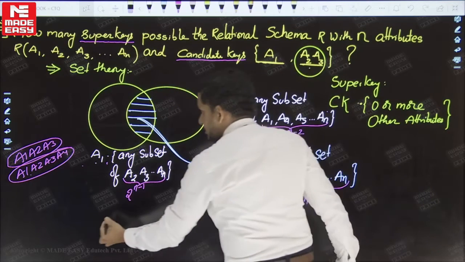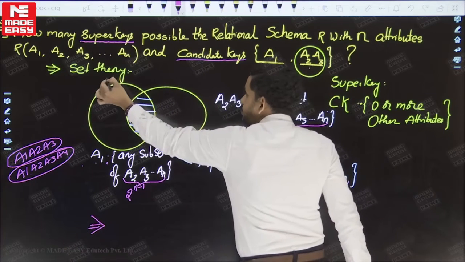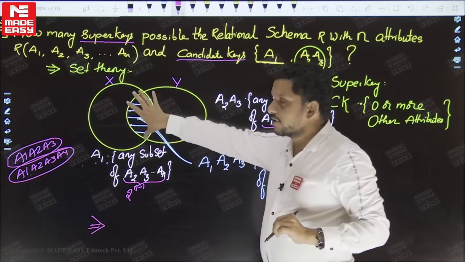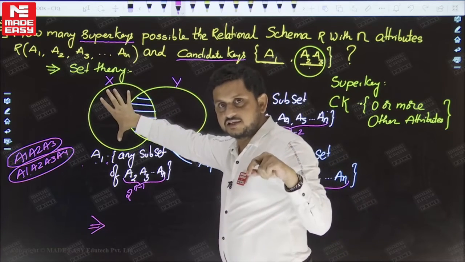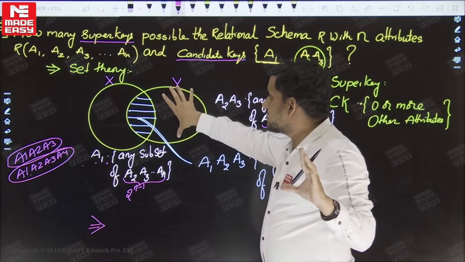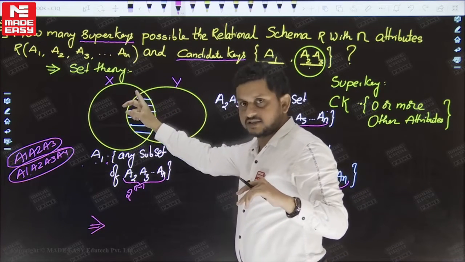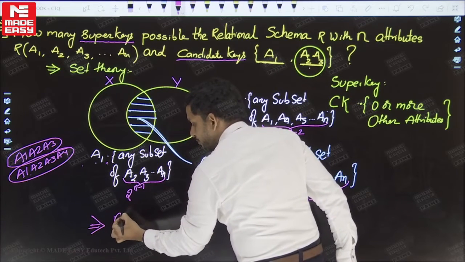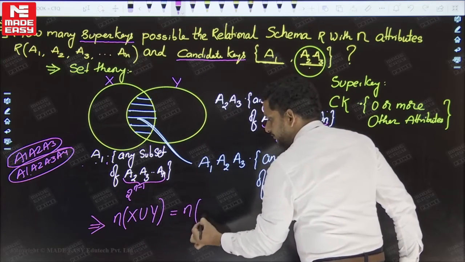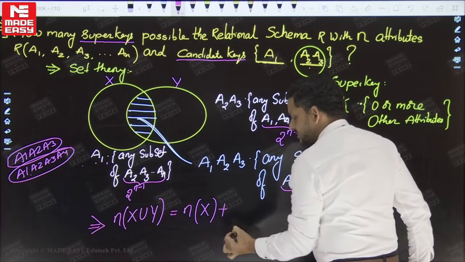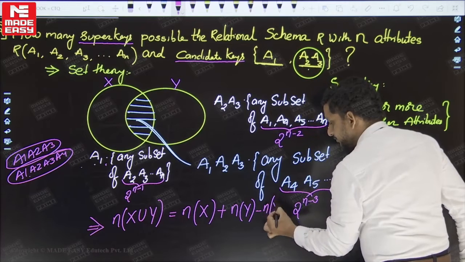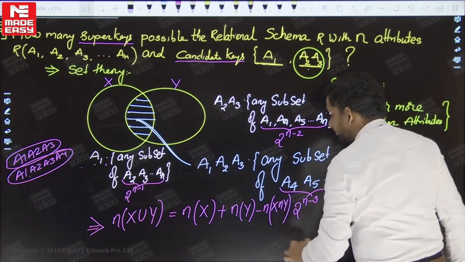So the total number of super keys, like in set theory we do it like this, first set and second set. The number of elements of X union Y is the number of elements of the first set plus the number of elements of the second set minus the number of elements of the intersection, X intersection Y.